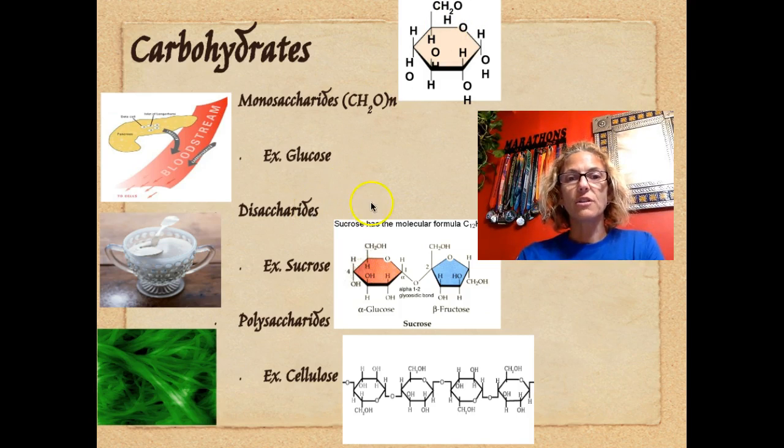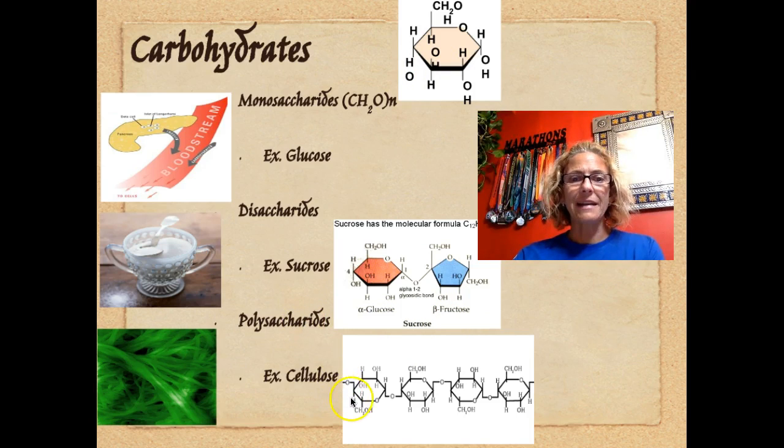Sometimes you have two sugars bonded together, and there are many examples, but I'm just going to give you a very common example. So sucrose, which is table sugar, made from sugarcane, is a disaccharide. So you have a glucose molecule bonded to a fructose molecule. Fructose from fruit is also a monosaccharide. So the two of those together make table sugar.